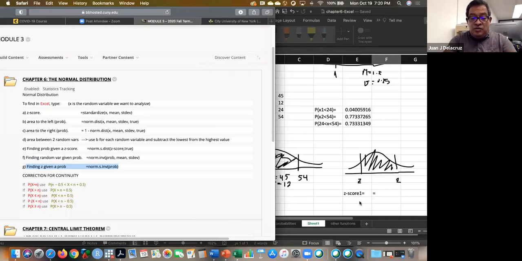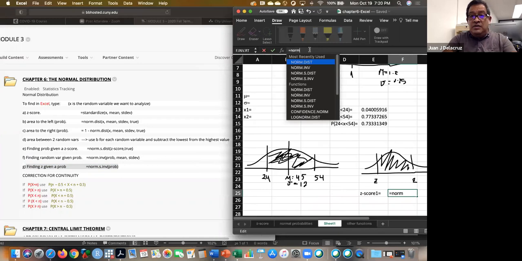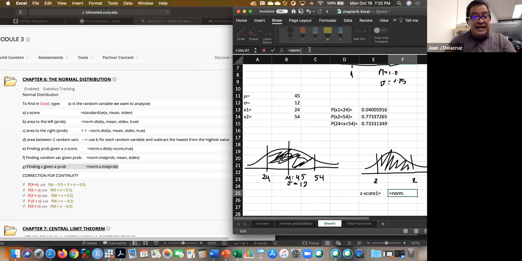So I'm going to use the norm. Why can I not see this? Equal NORM.S.INV, and then I'm going to type the probability, right? So the Z-score here should be minus 1.75. So what I did is I used finding the Z-score given a probability.